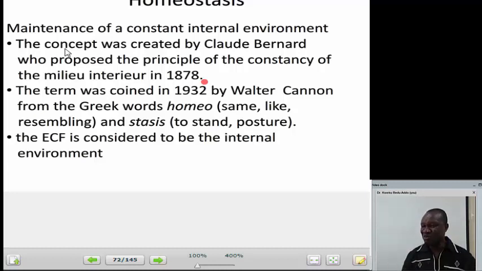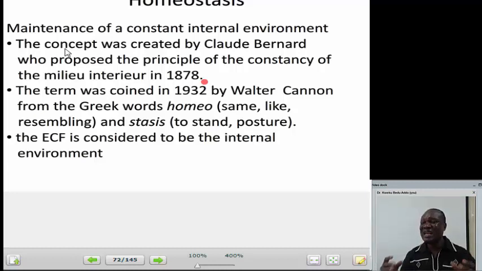Now, the concept was elaborated by an American scientist called Walter Cannon. And it was Walter Cannon who coined the word homeostasis from two Greek words. Homeo, which means same, like, or resembling, and stasis, which means to stand or posture. So literally, this means standing same, right? So maintaining the same posture.